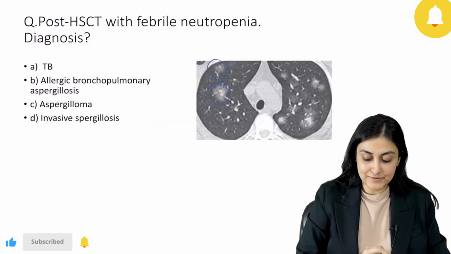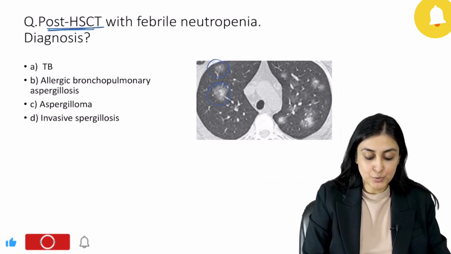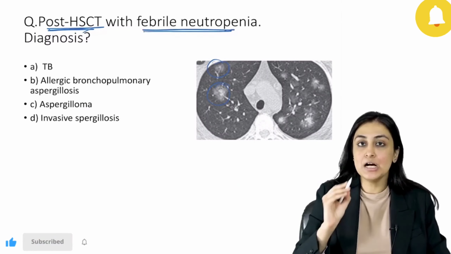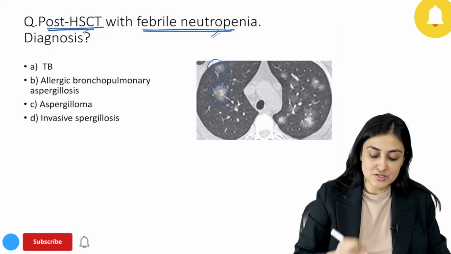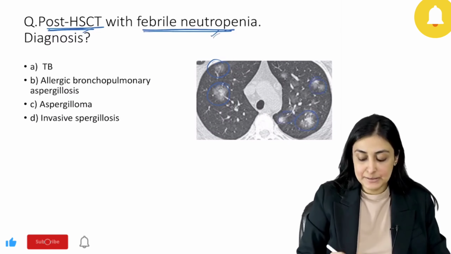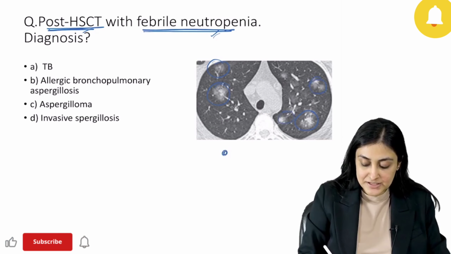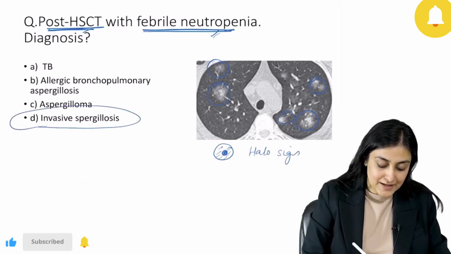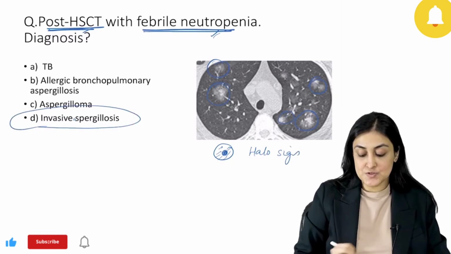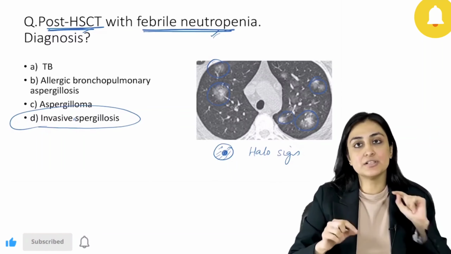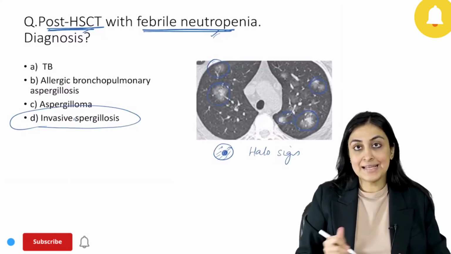Do you see this? So again, when we look at the MCQ, post hematopoietic stem cell transplant, so an immunocompromised patient with febrile neutropenia, this is one of the most common manifestations that you will see, and we find that there are multiple nodules, isn't it? There are multiple nodules which are having one solid center and a ground glass halo. So this is called the halo sign, and this is how invasive aspergillus is going to appear. Alright, so this is invasive aspergillosis. So I hope you've understood these three types, very commonly confused. Alright, so this is the halo sign.